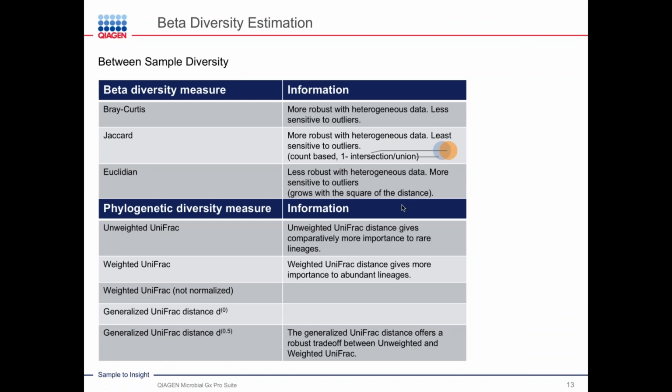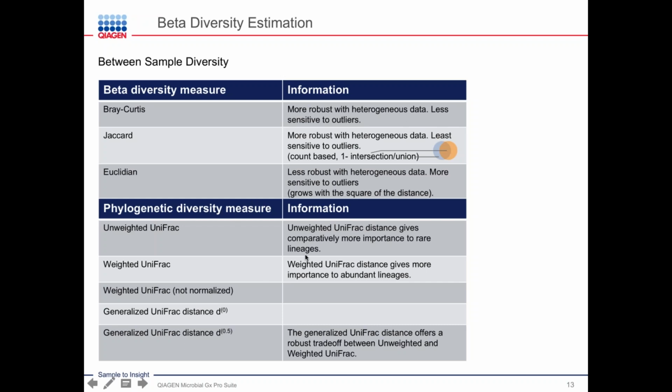What we'll do is apply 16S sequencing and analyze the data in the Microbial Genomics Pro Suite in a moment. I'll quickly walk you through some choices that you have for beta diversity and alpha diversity estimation. We provide different choices, and I'll walk through them as I present the workflows. Here you see that we provide beta diversity measures that are phylogenetic, but also Bray-Curtis, Jaccard, and Euclidean. Jaccard is a very robust diversity measure, especially with heterogeneous data, and is the least sensitive to outliers.